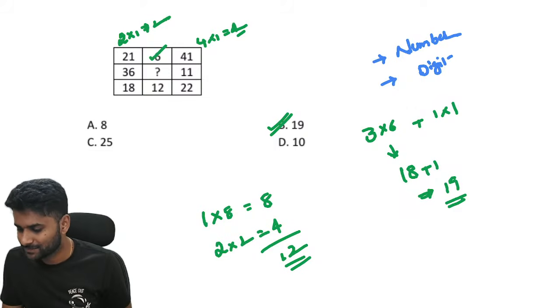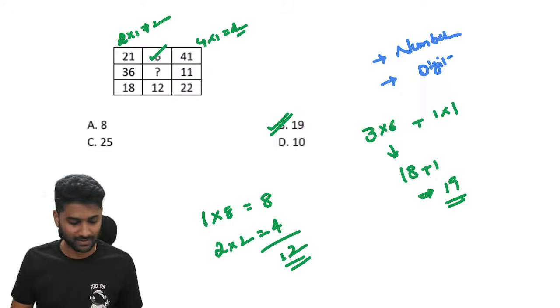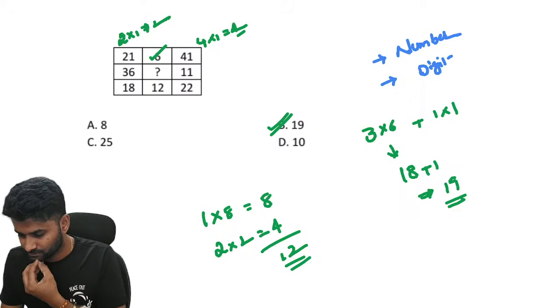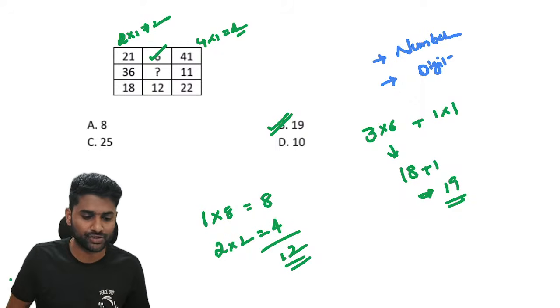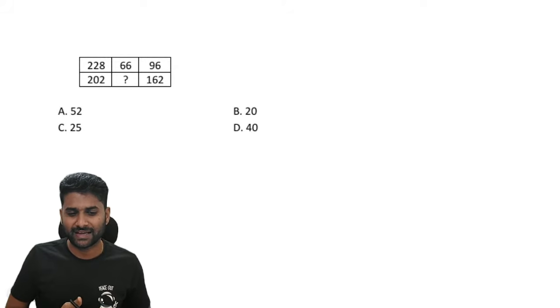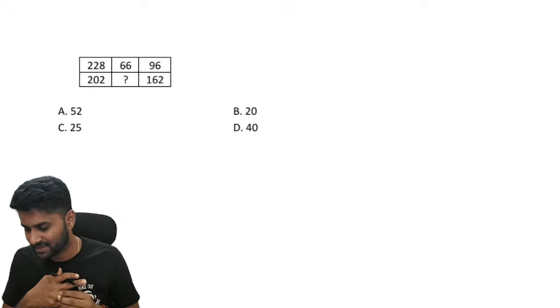Is it clear? Please let me know in the comments. You can see these kinds of questions also in your examinations. Very good. Move on to the next question. So we have 228, 66, 96, 202. Which number is missing? After that, we have 162.